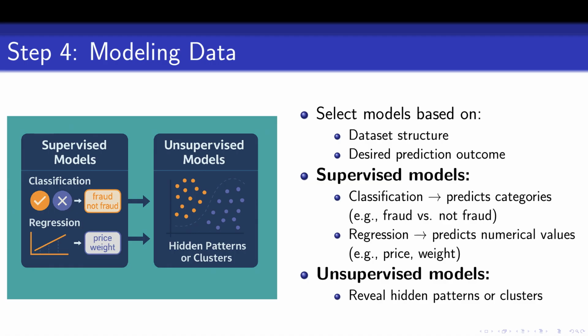These models look for hidden structures in the data, such as clusters or associations. Examples include customer segmentation or topic modeling. Choosing the right model, tuning its parameters, and evaluating its performance are all key steps in this phase. Modeling is where we transition from understanding the data to making it work for us.